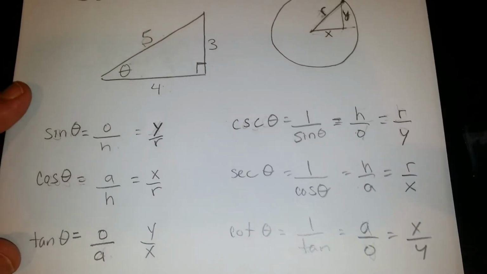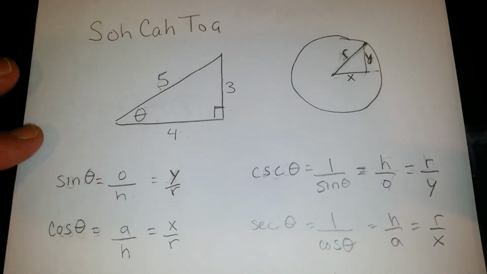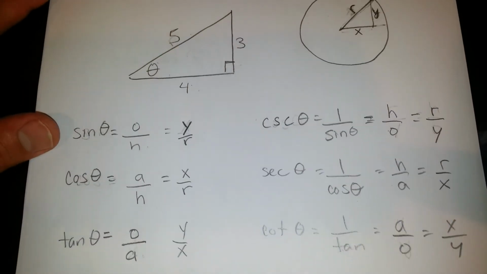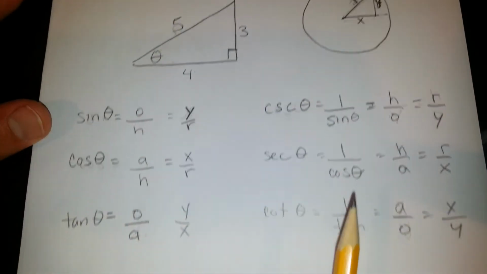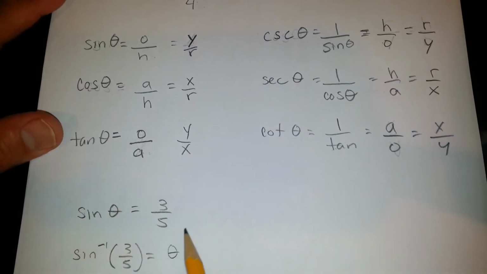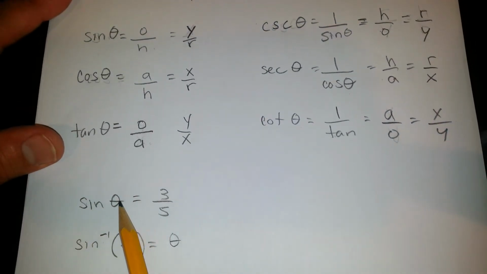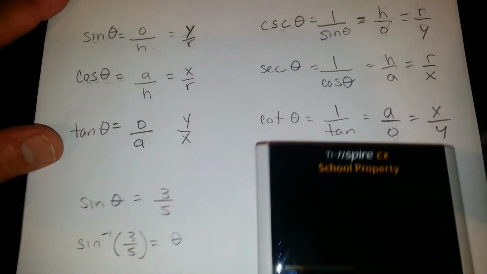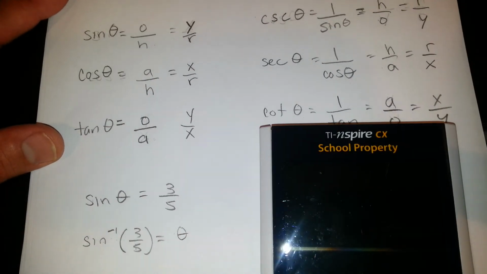Okay? So SOHCAHTOA. Notice, when we say sine of theta is opposite over hypotenuse, that's 3 over 5. Remember, we don't know what theta is. We just know that the sine of that angle theta is 3 over 5. How do we get that angle? Inverse sine. If you take the inverse sine of 3 over 5, you get theta. Make sure you're in degree mode.